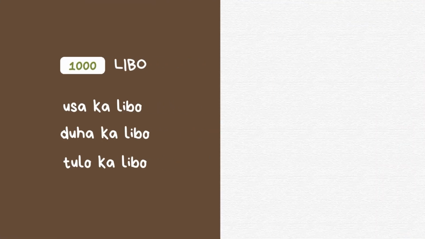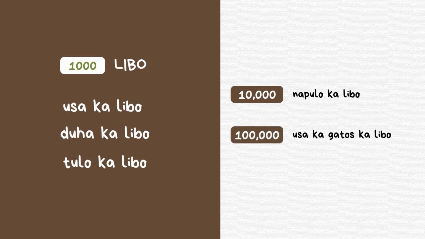For 10,000, 10 is napulo, and then ka, and then the word for 1,000, which is libo, napulo ka libo. For 100,000, usa ka gatos, which is the 100, and then ka again, and then libo. Usa ka gatos ka libo.